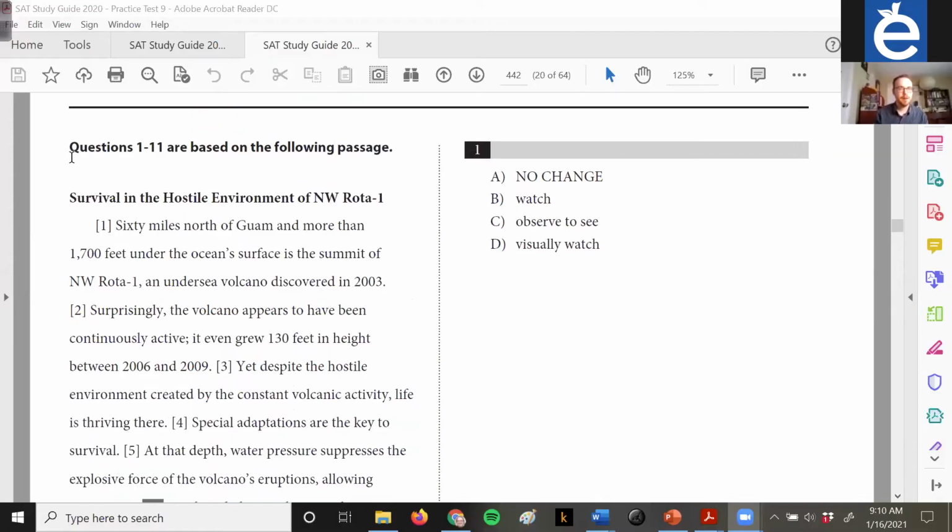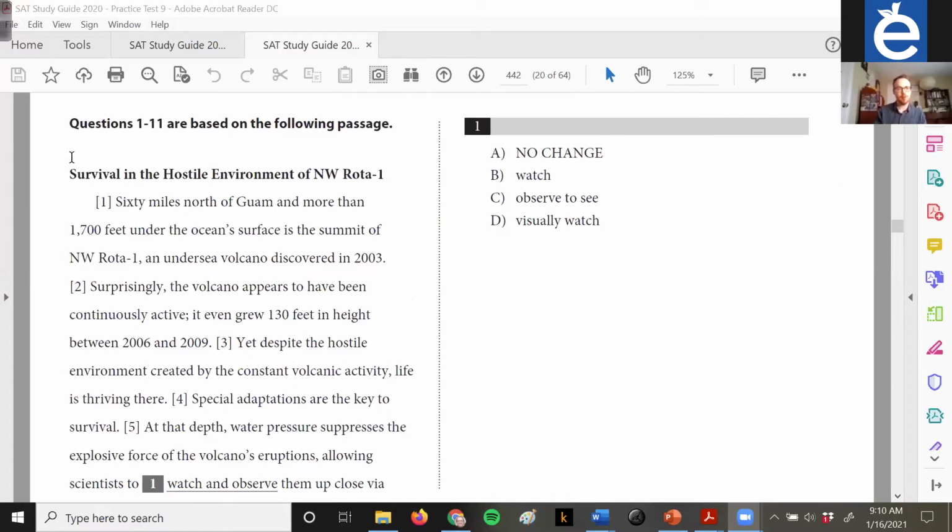So again, fairly straightforward here on page 442. The title gives us some idea of what we're about to get into, but unlike with reading comp, we don't have a blurb. We don't have a summary at all. We're kind of just diving in. So the title of this is Survival in the Hostile Environment of NW Rota 1. Well, I don't know what any of that means, but that's all right. We're just gonna sally forth.